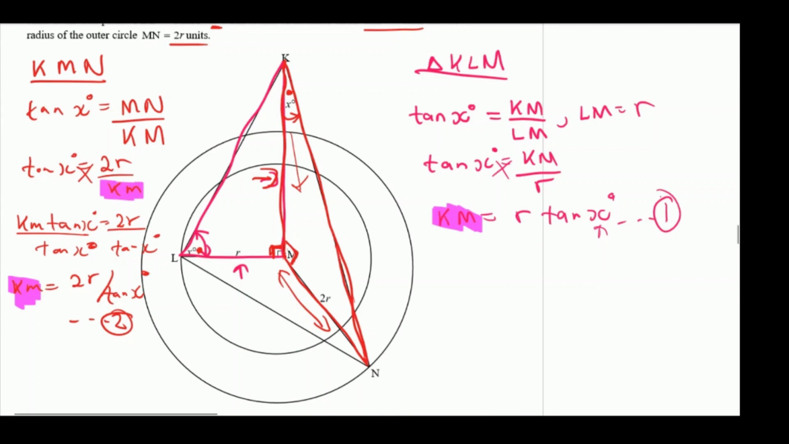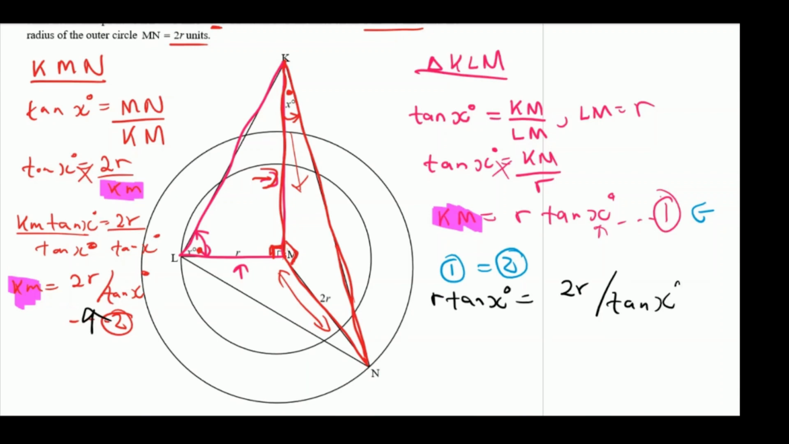We can say equation 1 is equal to equation 2. So equation 1 is this one here. We're going to say r tan of x degrees is equal to, so equation 2 is this one here, 2r divided by tan of x degrees. And then we're going to cross multiply, meaning it's going to be r tan of x degrees multiplied by tan of x degrees equals 2r.